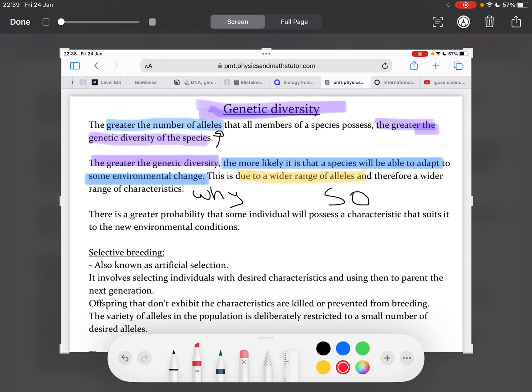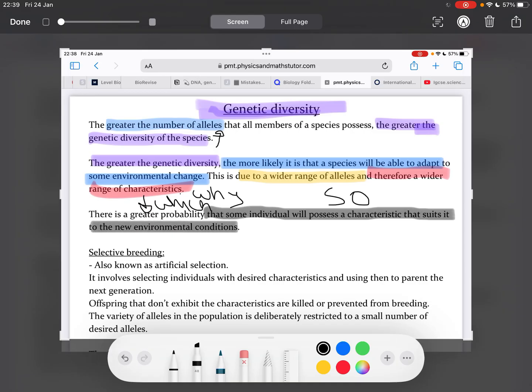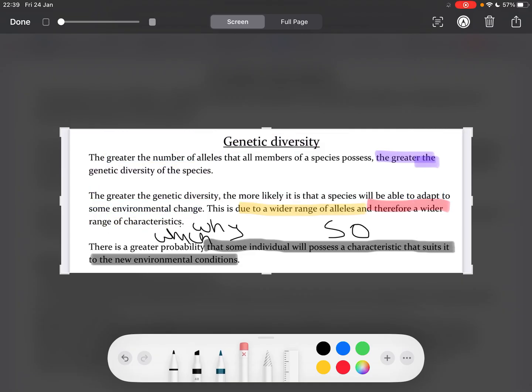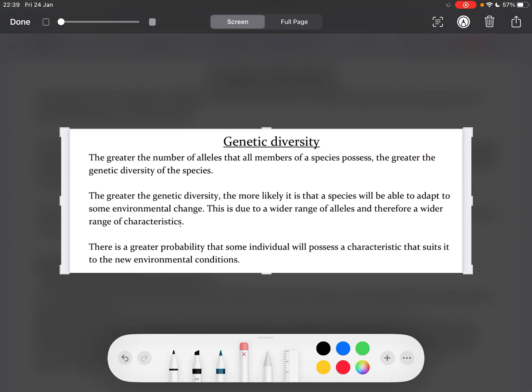Therefore a wider range of characteristics, which means some individuals possess a characteristic that suits the new environmental condition. Okay, again, let's read it again. Genetic diversity. There is a factor that increases the genetic diversity of the species, which is basically the greater the number of alleles that all members of the species possess.